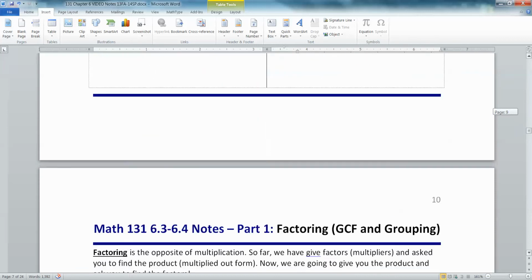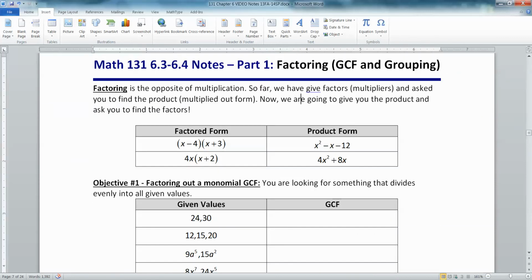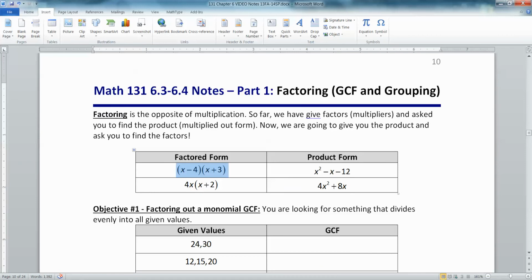So now we've got to do the opposite of that. What we were doing in 6.2 is I would give you factors like x minus 4 times x plus 3 and ask you to multiply them. And you would do that and simplify it and get x squared minus x minus 12. First, outers, inners, lasts, and combine. So now I'm going to go backwards. I'm going to give you x squared minus x minus 12 and I want you to find the factors. It's sort of like dividing. You're trying to figure out what two things would multiply to make this.